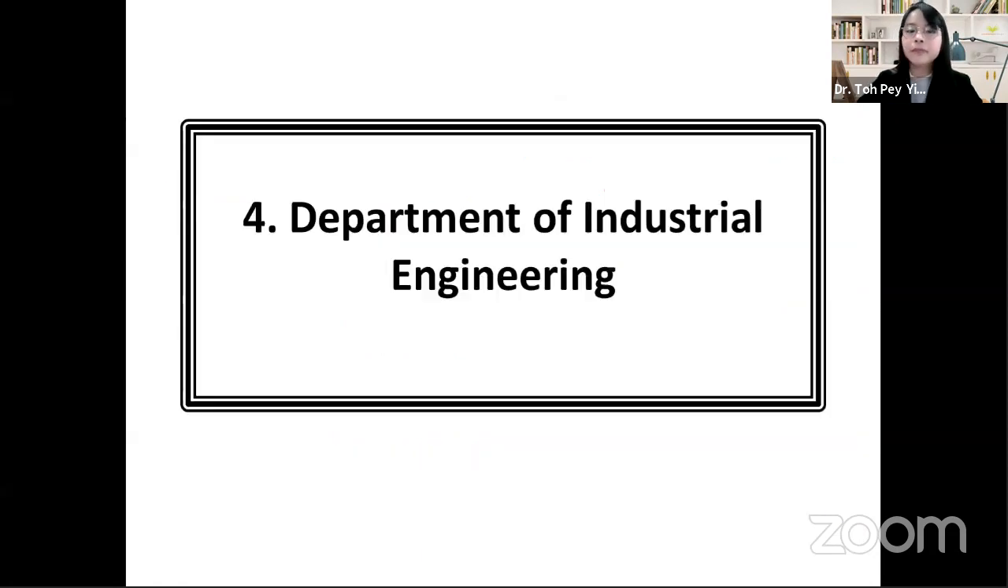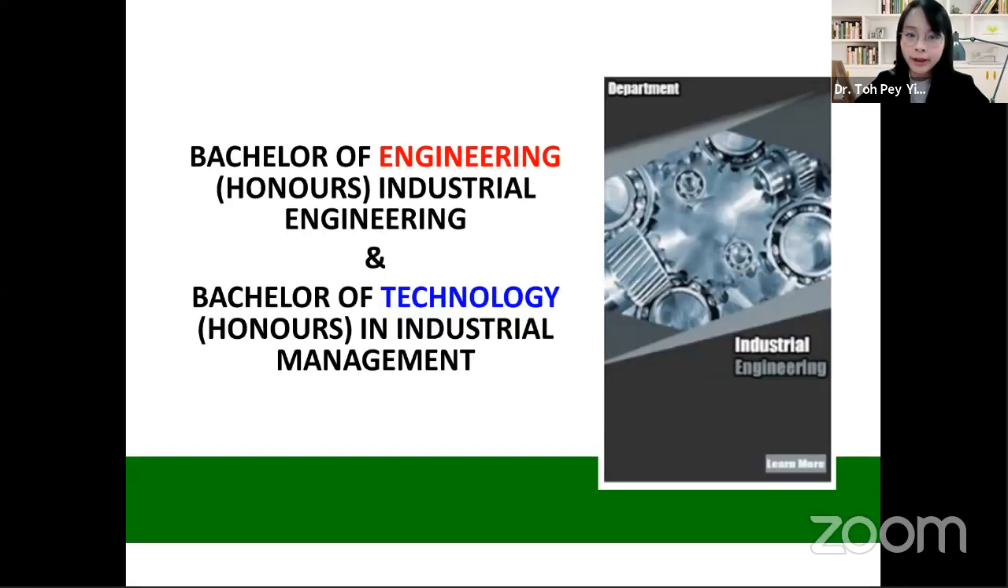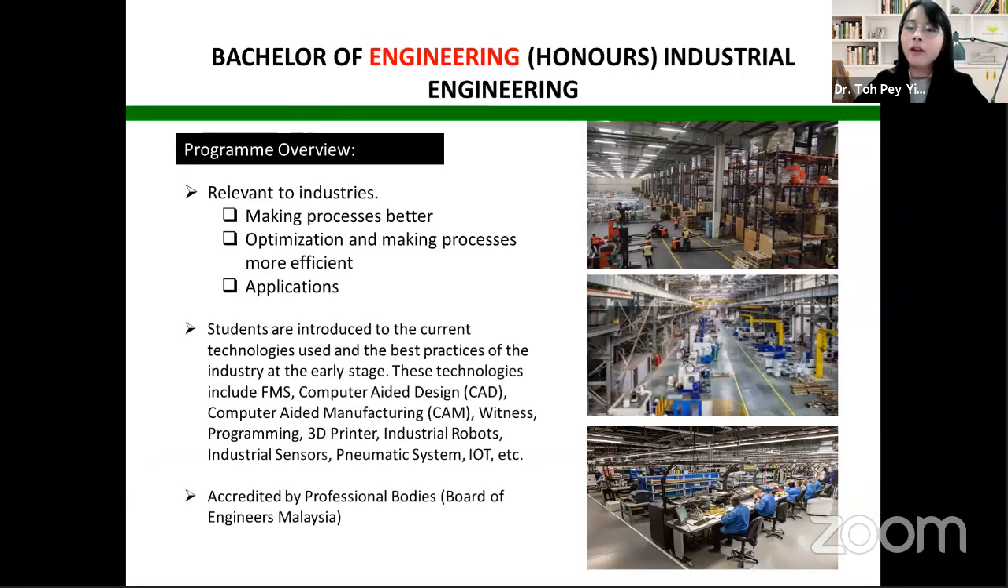Okay, all right. Now I continue with the fourth department. The fourth department is industrial engineering. So industrial engineering offers two programs. One is industrial engineering, another one is Bachelor of Technology in Industrial Management. So I start with engineering first. Okay, industrial engineering. From the word, from our understanding, industrial engineering means the engineer can fit into all kinds of industry. Yes, okay. Actually, their main role is industrial engineer.